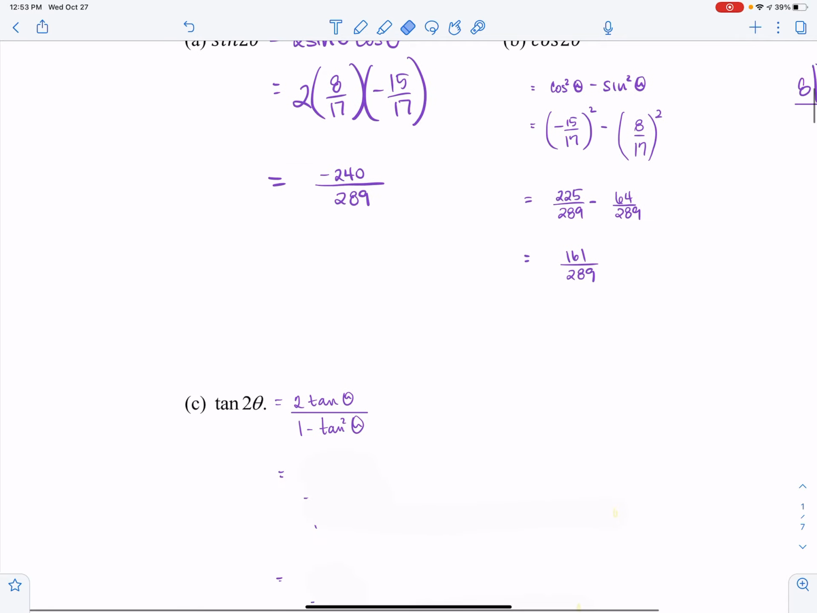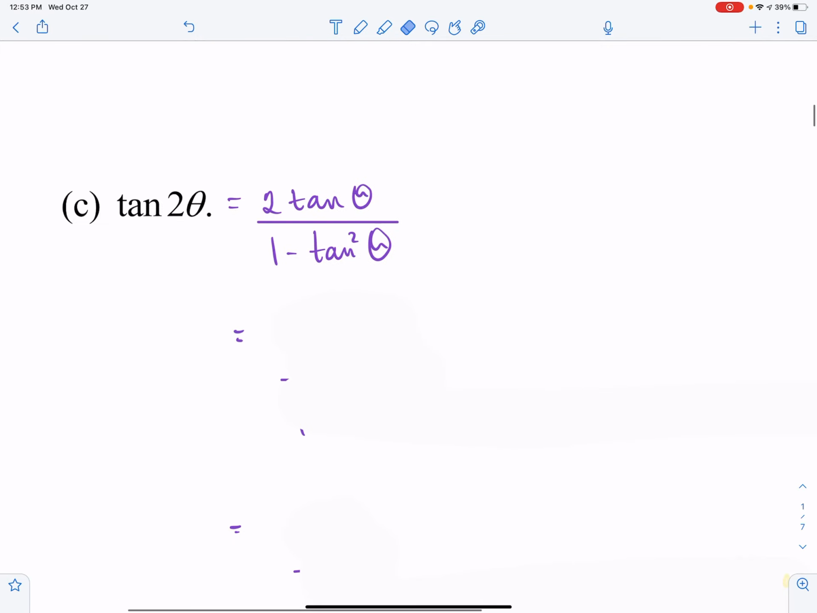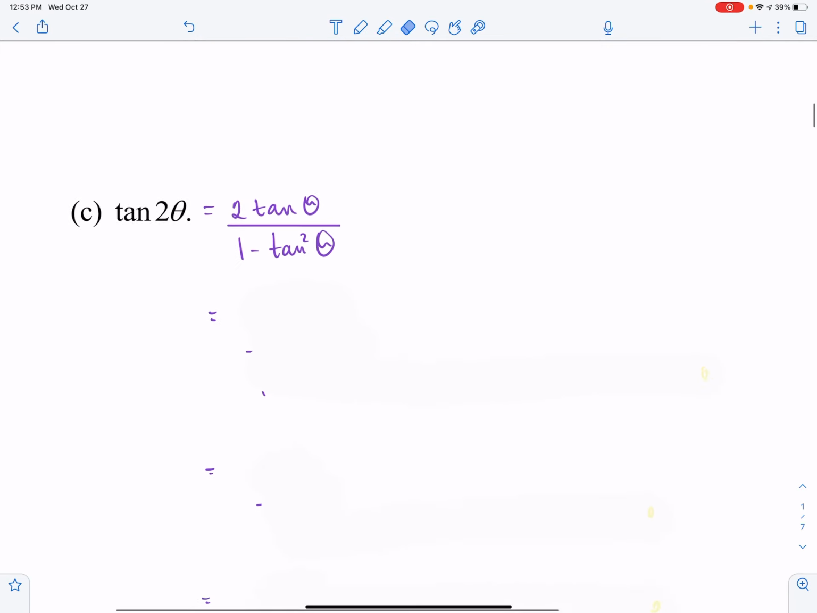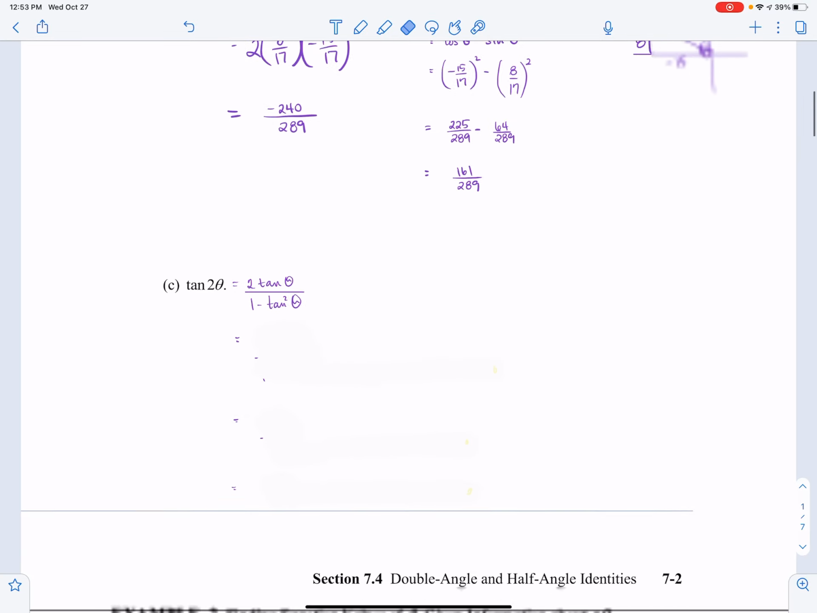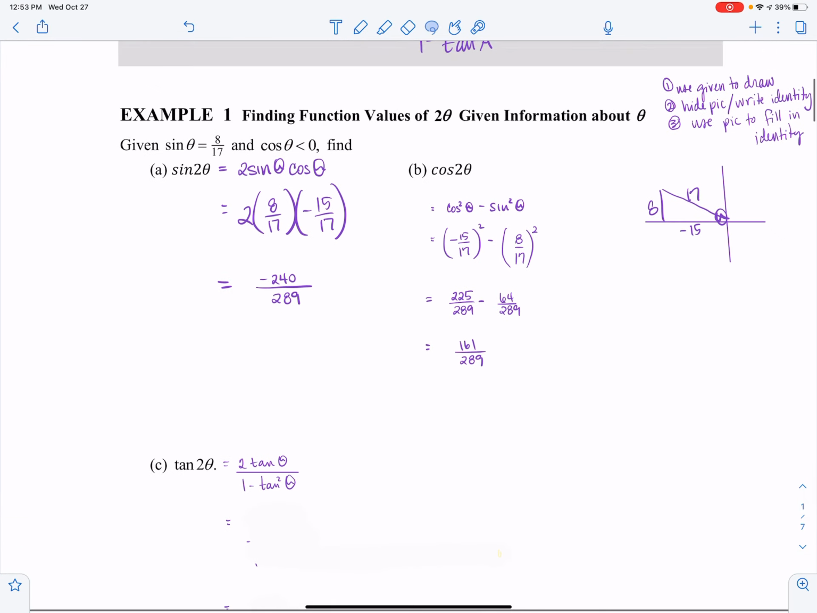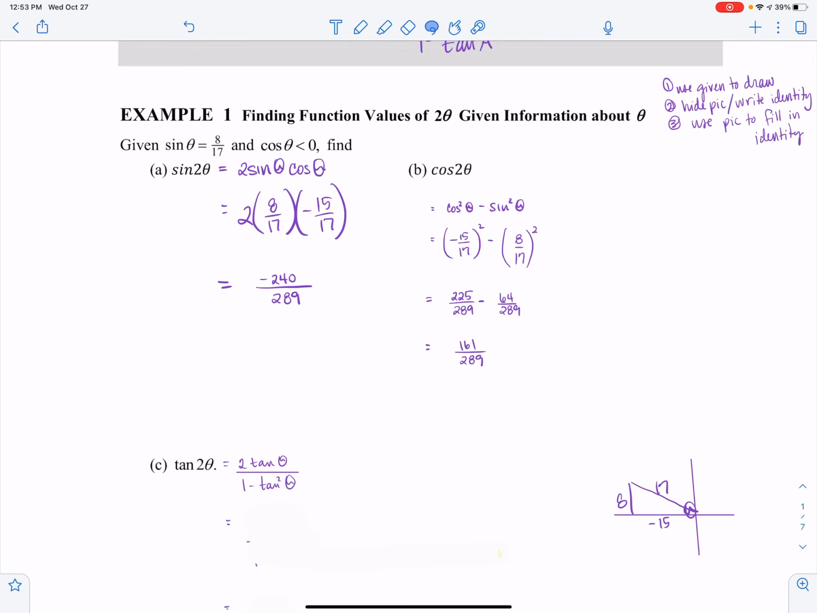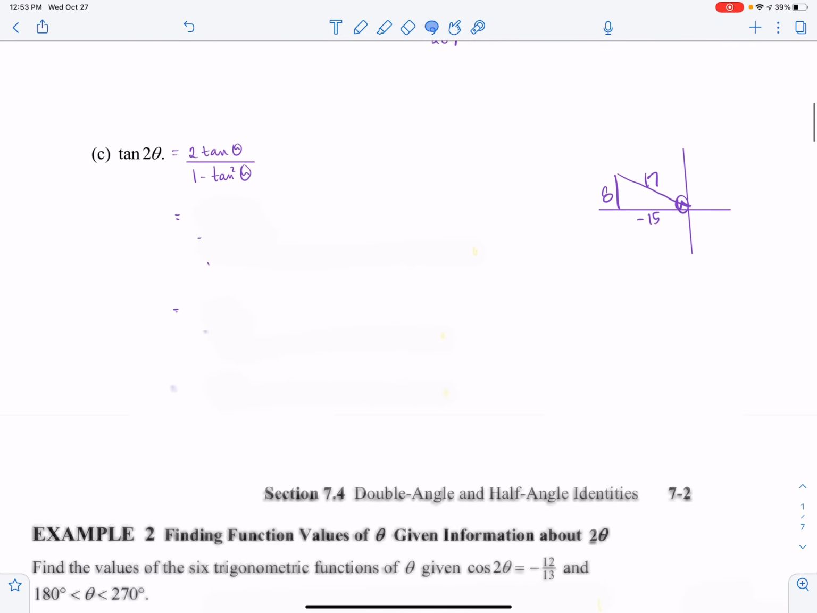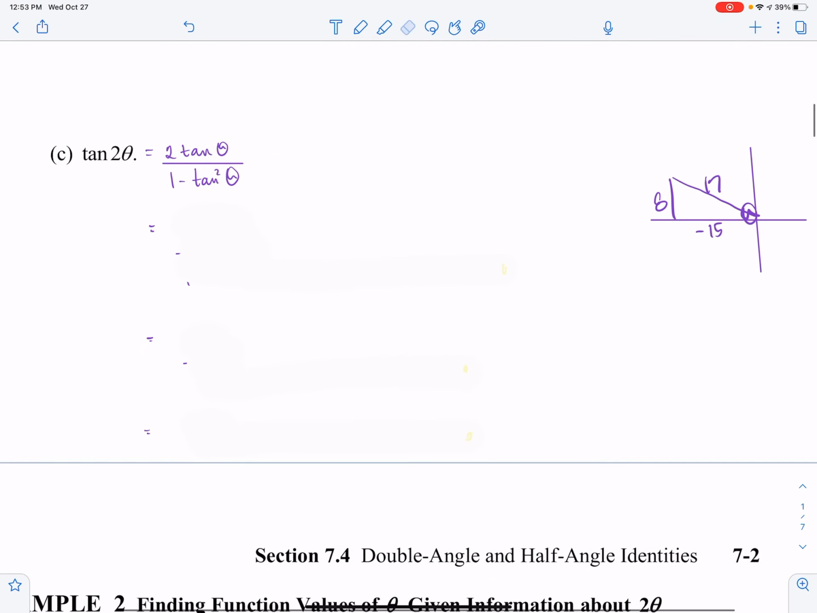Tangent will be the same way. Notice that I already have the identity written down there for you. So we'll use the identity and we'll use the picture. Let me move the picture down a little lower just so that we can see it easier. The tangent from my picture is going to be negative 8 over 15, and I'm going to use that 2 different times, once on top and once on bottom. We'll just do the math on that, and I'll get negative 240 over 161.